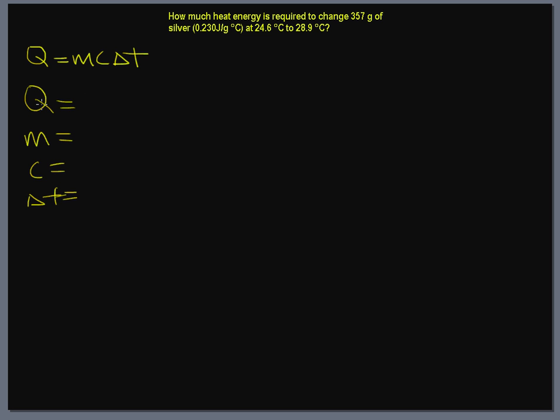So here we have how much heat energy is required to change 357 grams. Okay, so I'd say grams, what is that a measure of? And they should know that mass is measured in grams, so that tells them that that value goes there in their column.